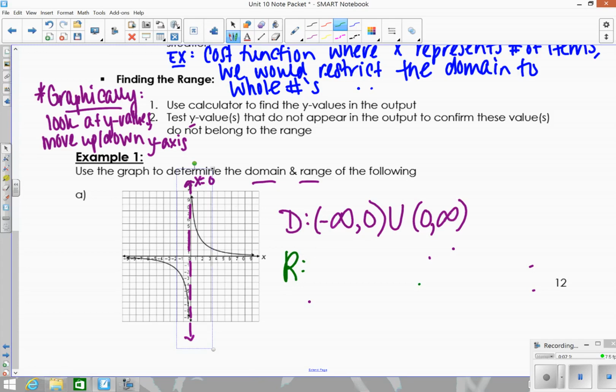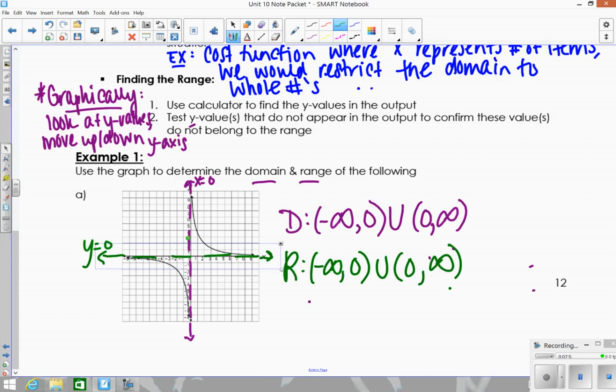And then for the range, so again, we're going to go from bottom to top along the y-axis, and again, I see this asymptote here at y equals 0. So the range starts out at negative infinity. This graph is going to keep getting smaller and smaller. And it stops at y equals 0. But then it picks back up and goes to positive infinity. So 0 to positive infinity. So then that's it for that.